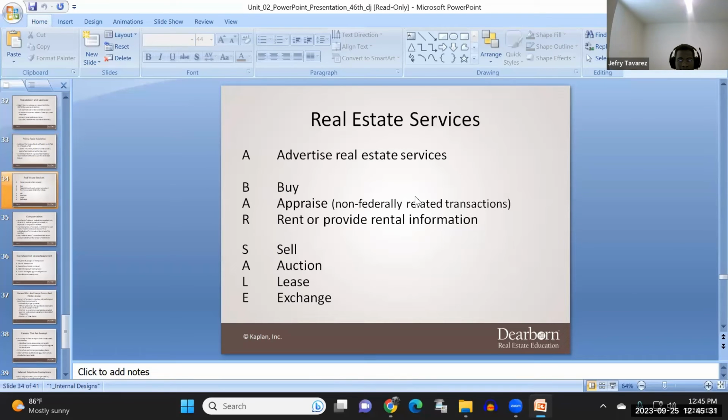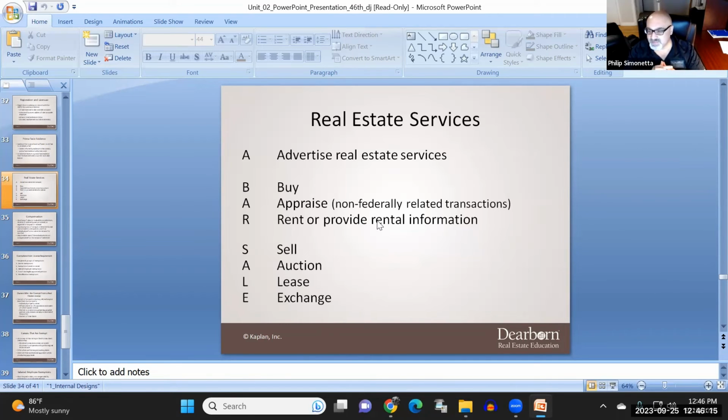So let's talk about the real estate services. There are acronyms that we use to remember. As real estate services, what do we do? A BARSALE is the acronym. First, you advertise real estate services. You handle buying of real estate transactions. You can appraise real estate, but remember, non-federally related transactions. You can rent or provide rental information. You can provide selling services, auction real estate, lease real estate services, and exchange real estate.